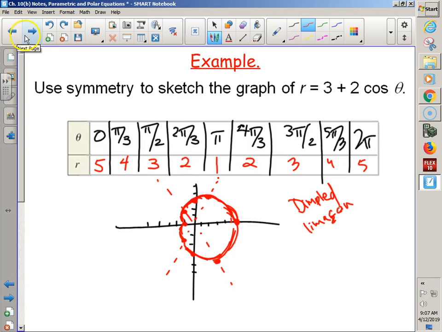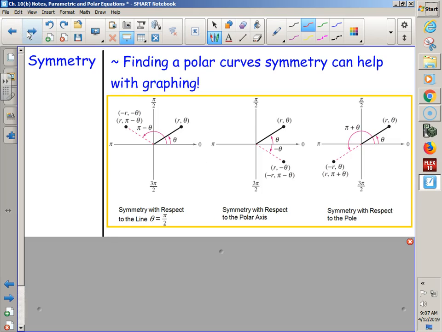But that's just me. But do you guys see how basically I could have just graphed 0 to pi, and because I knew at least somewhat it was one of those limaçon guys, I'm not exactly sure which one, but if I get half my graph, I'm like, sweet, copy it. So when you get good at graphing, you start to figure out there are some tricks, and one of those is symmetry.